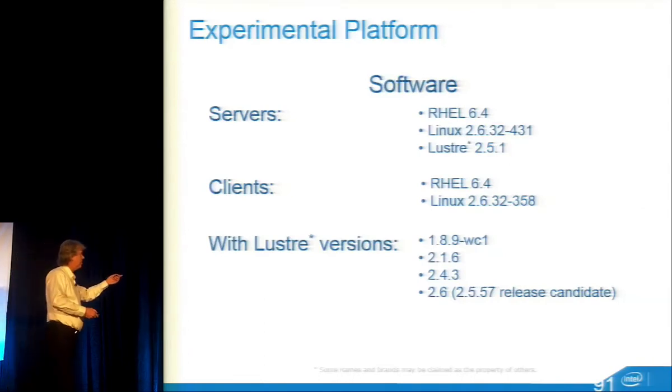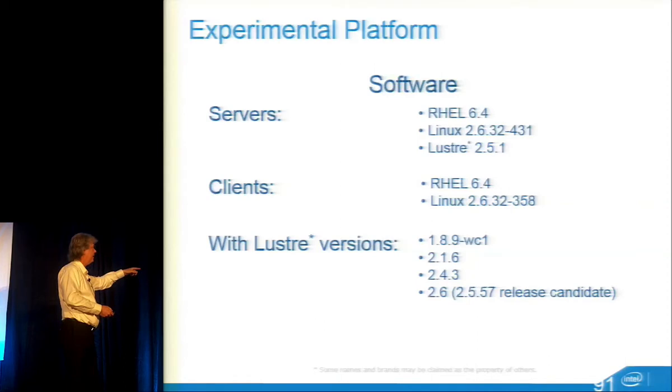The servers were always the same thing. It's basically just a generic IEEL2 deployment, so it's Lustre 2.5.1 on a RHEL basis with that Linux. We're using the same RHEL and Linux on the clients, and then we step through the various Lustres. Specifically 1.8, 2.1.6, 2.4.3, and 2.5.57, which I'm told I shouldn't call a release candidate. I don't know the terminology. Anyway, it's going to look a lot like 2.6. So when I call it 2.6, that's what I mean by that.